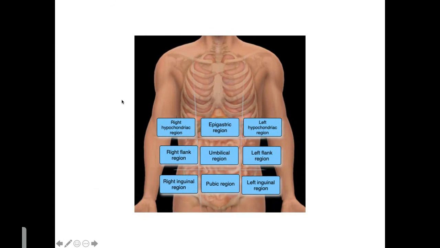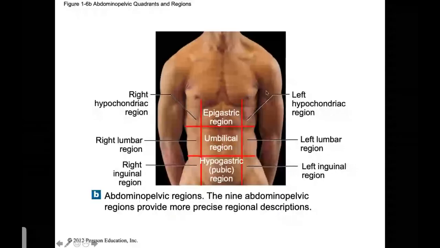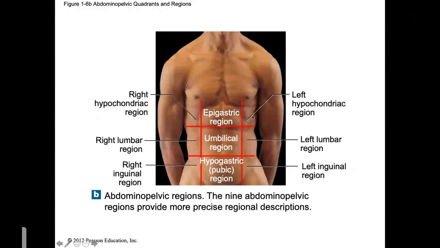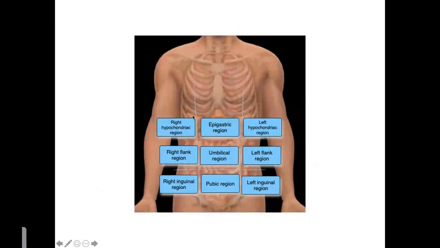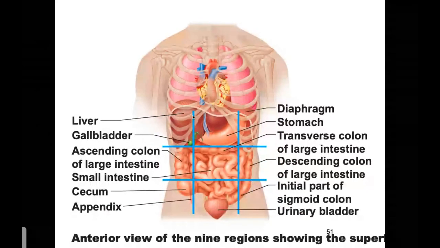And then again, this has shown up on past Connect quizzes where, again, it was simply drag and drop. So umbilical is the center, epigastric is above, hypogastric below or pubic. Here's the left lumbar or left flank, right lumbar, right flank, right inguinal, left inguinal. Then we're left with the hypochondriacs. The hypochondriac means just below the ribs. Here's the left hypochondriac and the right hypochondriac. Chondria is cartilage of the ribs. That's how it gets its name.